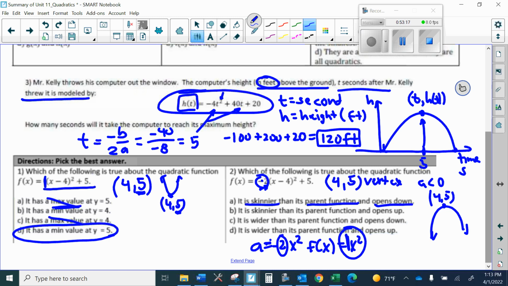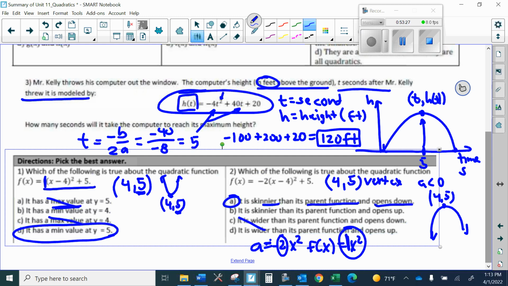Now this one says opens down, and that's correct because it's negative. This one says skinnier, which it is, and opens up. No, it's not, because the a is negative, so it opens down. So a is my answer. It's not wider, it's narrower, because 2 is a bigger number than 1. So it goes up faster, or in this case, down faster.